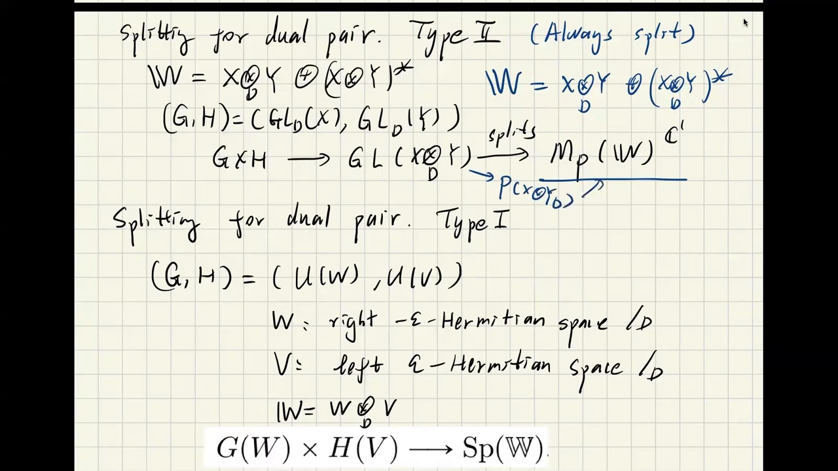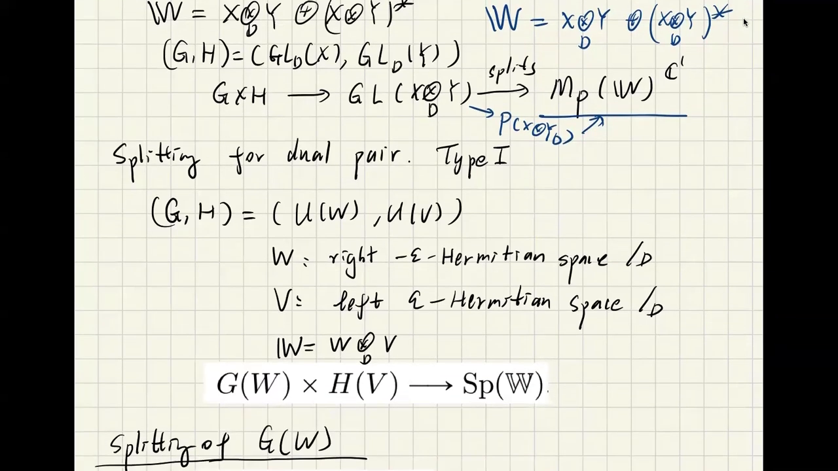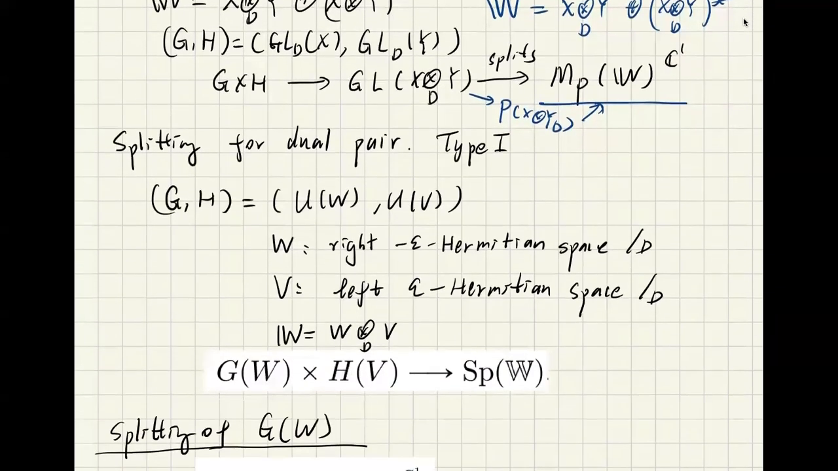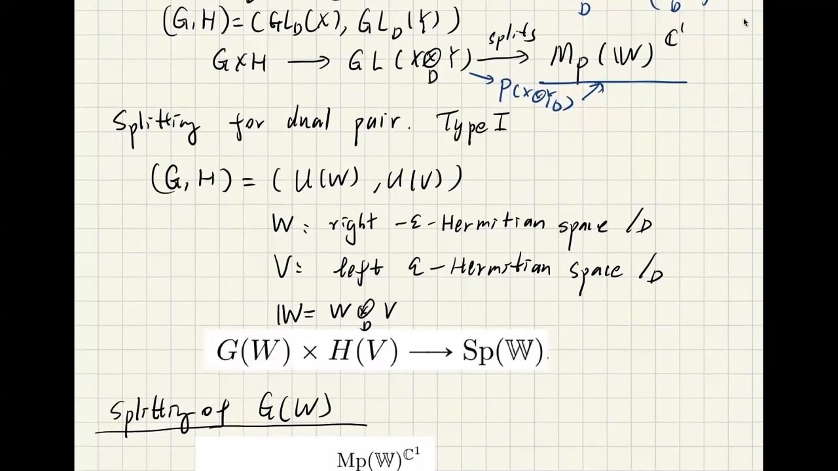And when restricted on the Siegel parabolic, the covering splits. Splits means that there exists a group homomorphism from Sp to Mp. So therefore, you can pull back the wave representation to view it as a GL(D,X) cross GL(D,Y) representation. Okay, so this is for type 2. So the message is that it always splits. For type 1, it's not always split, but almost always split.